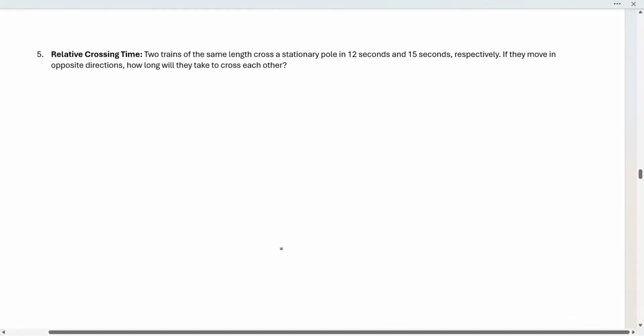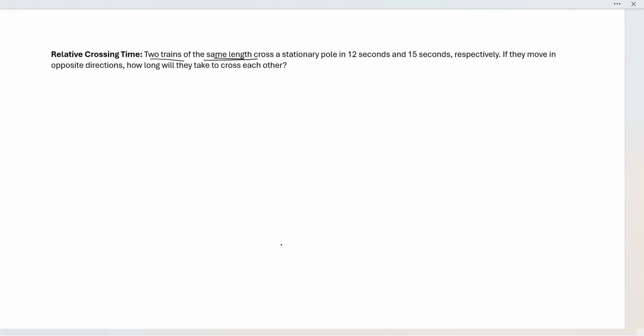This question says there are two trains of the same length, and they cross a stationary pole in 12 seconds and 15 seconds respectively. Now the question says if they move in the opposite direction, what will be the time taken for them to cross each other? So it's fine.